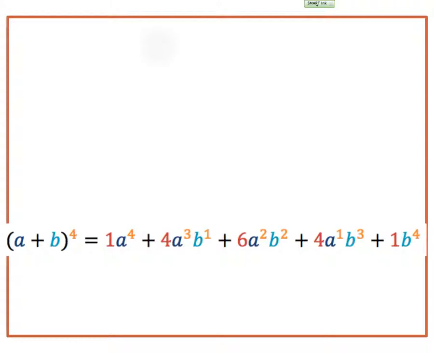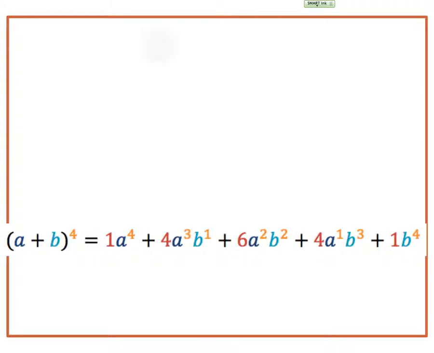The B's sort of go in reverse. Now I don't have any B's on the first one, this would be B to the 0, but then the B's are going up. So B to the 1st power, B to the 2nd power, B to the 3rd power, and I finish out with B to the 4th power. So the largest power, 4th power, is going to match the power on your expansion.